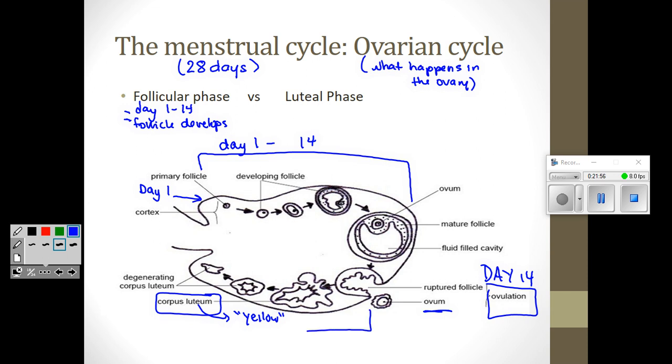And so down here, this would be the other half of the cycle, so day 15 to 28. And that's what we call the luteal phase, because that's when the corpus luteum is there.